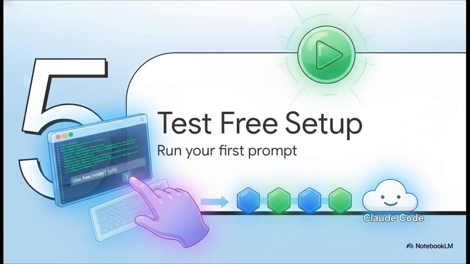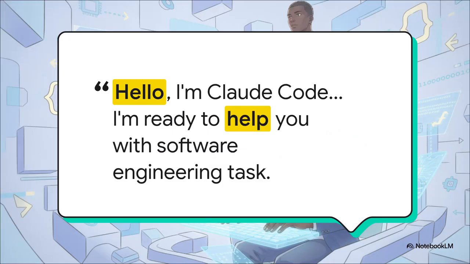All right, the moment of truth. Section 5, testing your free setup and running your first prompt. So after hitting enter and confirming you want to use the model for free, you submit your first prompt. Let's say just a simple hi. Now it might say retrying at first. Don't panic. On this very first run, it takes about 47 seconds to initialize the AI model.